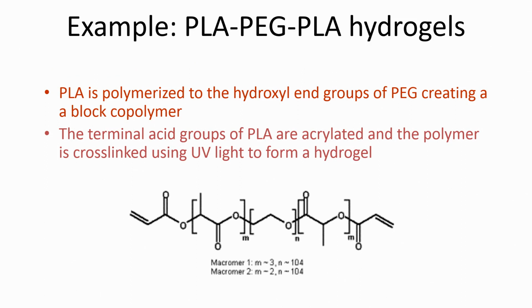An example: here we are talking about a PLA-PEG-PLA hydrogel. As the name suggests, we have a PLA domain. Remember PLA is a lactic acid polymer, so they have these ester groups. We have a PEG domain, and then again we have this ester domain with PLA, and as you can see, this is an ether domain.